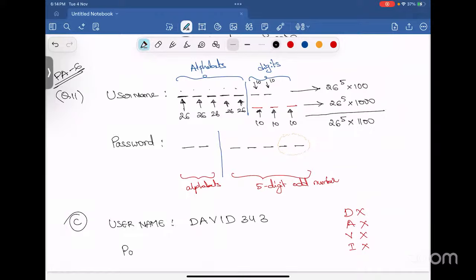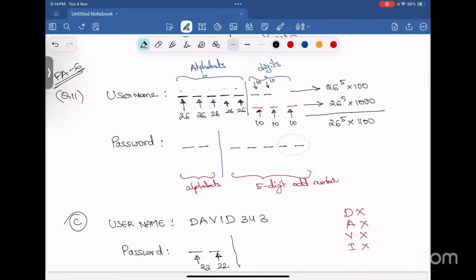So for creating the password, the first 2 letters should be alphabets, right? Again, they didn't mention anything about distinctness. So therefore, I can choose 26 minus 4. So D, A, V, I are not allowed. So 26 minus 4 is 22 different letters I can choose for the first place. Similarly, 22 different alphabets I can choose for the second place.